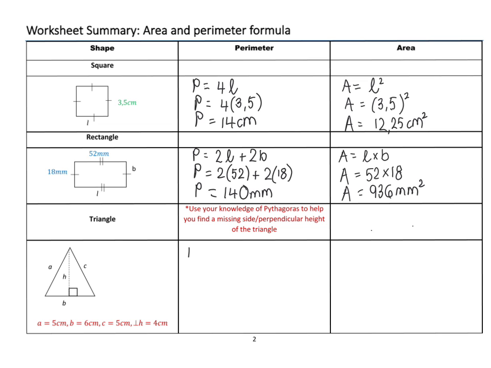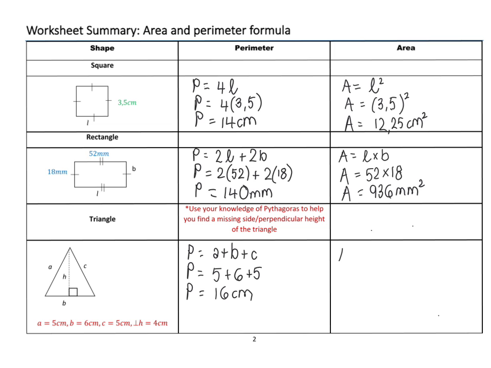So the perimeter formula is just add all the sides, A plus B plus C basically. Okay, so we don't even need to write a formula for this, but I'm doing that. So 5 plus 6 plus 5 centimeters is the calculation then, and that gives you 16 centimeters as the perimeter.